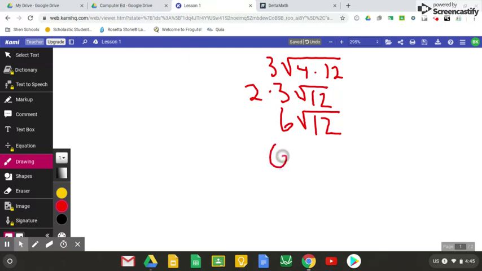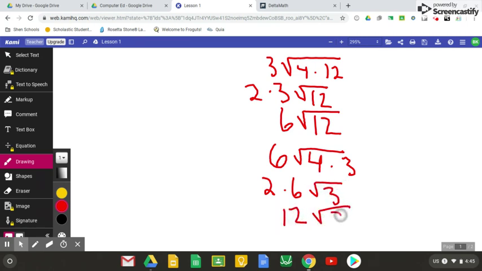So look, 12 is also 4 times 3, and you can take the square root of 4. So this is 2 times 6 radical 3, so this is 12 radical 3. So look, if you don't take the largest perfect square right away, you can keep going.